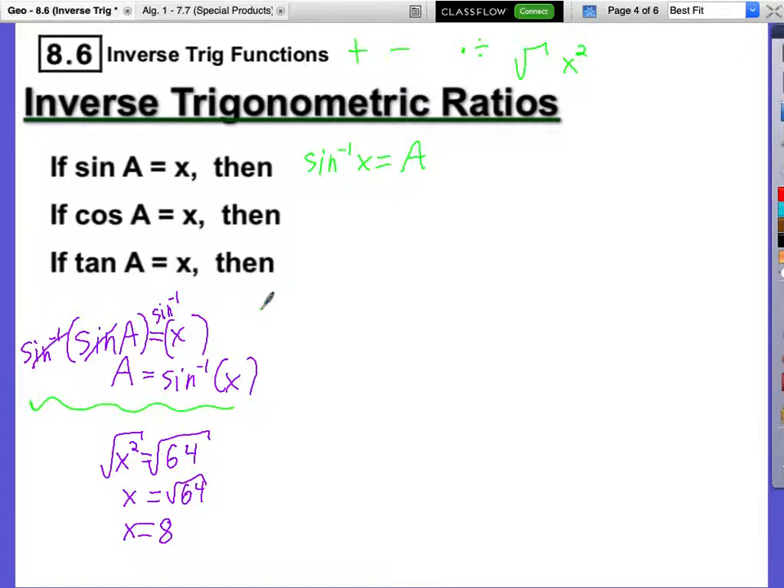No, that's just how it's written. That just means the inverse sine. We're not going to do anything like actually make the exponent positive or anything like that. We're not actually dealing with exponents. It's just how it's written. Yeah, it's just a label.